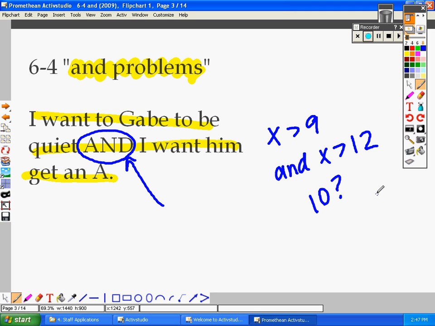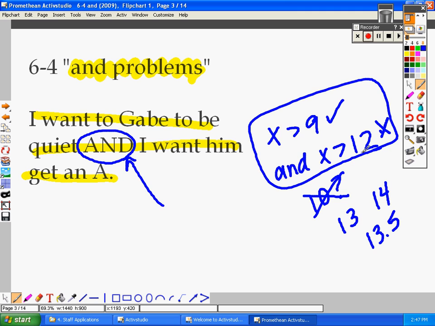Well, let's see. Does it satisfy both conditions? Sure, it's greater than 9, but is 10 also greater than 12? No. So therefore, the 10 wouldn't work. But a 13 would work, a 14 would work, a 13 and 5/10. All these things would work because they satisfy both conditions because there's an "and" sign.